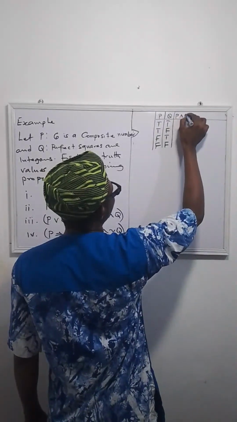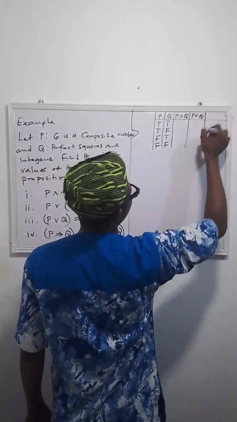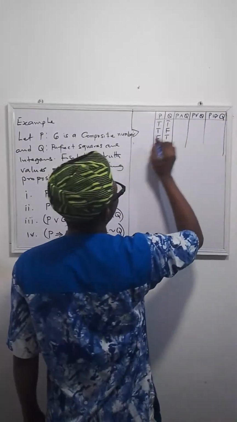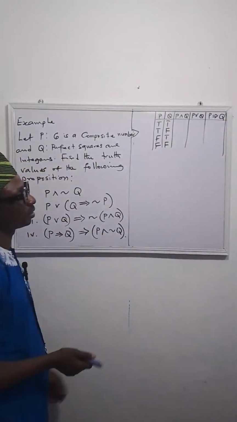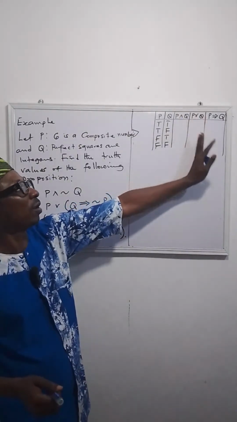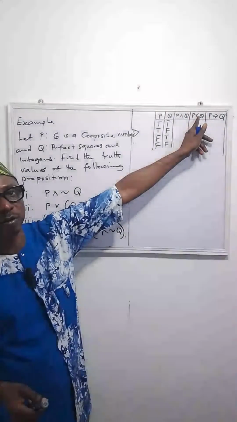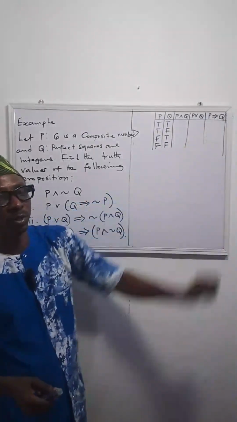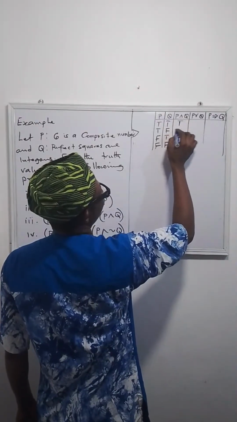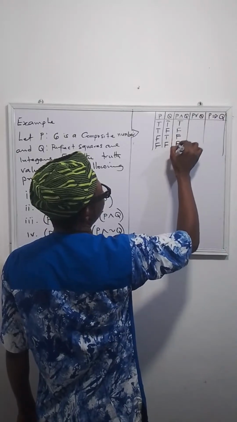P and Q, P or Q, P implies Q. Okay, so now let's see the truth values for and, for or, and for implication. This symbol is for and, while this is for or, and this is for implication. Now let's see. True and true is true, while true and false is false. False and true is false. False and false is false.